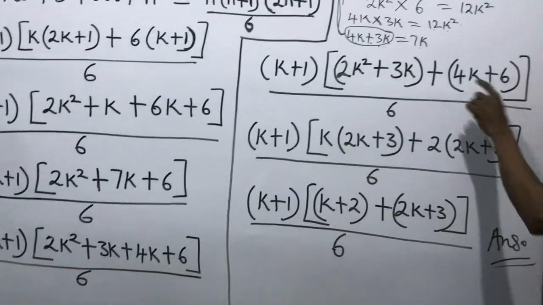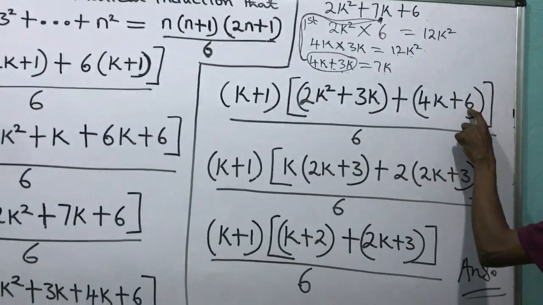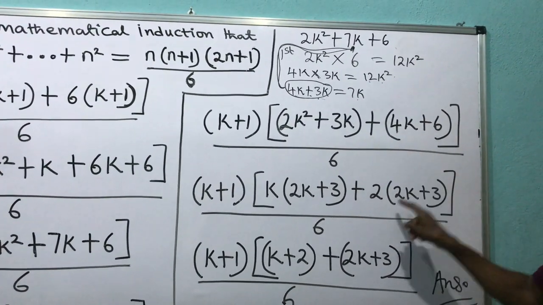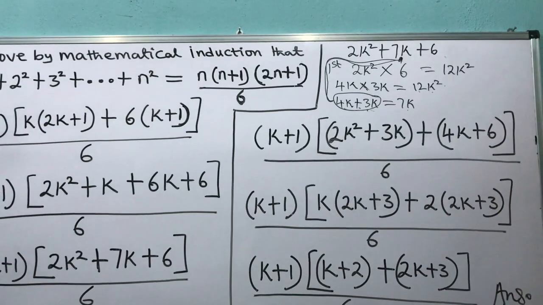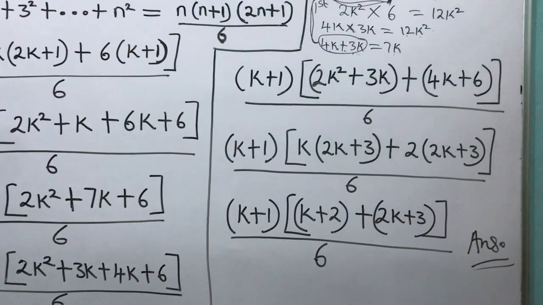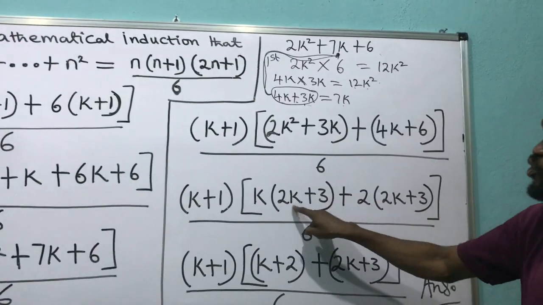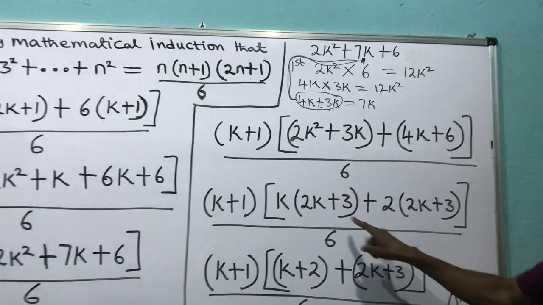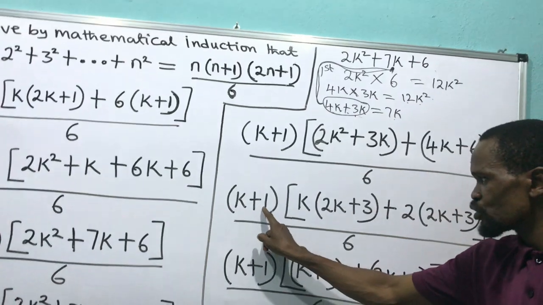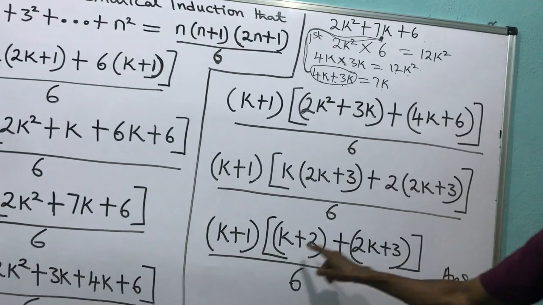Have you seen it now? Then what is common here? 2. 2 can divide this to give me 2. 2 can divide this to give me 3. I bring the 2 out. Have you seen it now? That means 2 is common. I bring it out. Can we move now? Over 6. You remember that this is over 6. Then I see that this and this are common, right? Look at it, 2k plus 3. 2k plus 3. That means this and this are common. I have to take k plus 1, k plus 1. I have to take k plus 2.